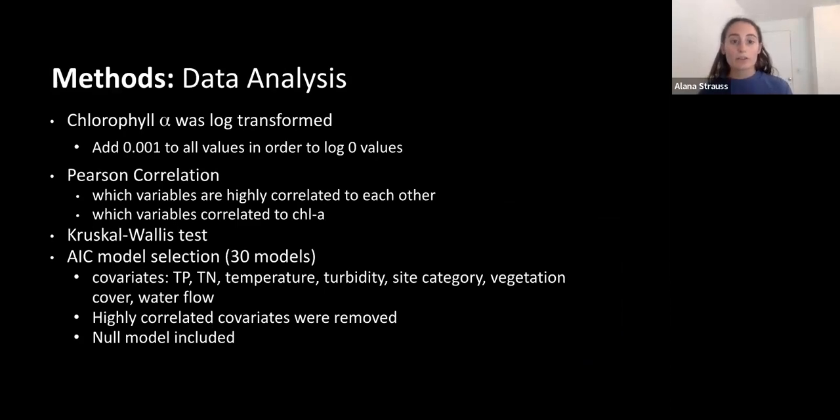For data analysis, we log transformed chlorophyll A, and we added 0.001 to all the values so that we could log the zero values, the true zero values. Then we used a Pearson correlation test to see which variables were highly correlated to one another, and which variables were correlated to chlorophyll A. We used a Kruskal-Wallis test for one-way ANOVAs and an AIC model selection of 30 models with the covariates total phosphorus, total nitrogen, temperature, turbidity, site category, vegetation cover, and water flow. We removed the highly correlated covariates and we included a null model in this.